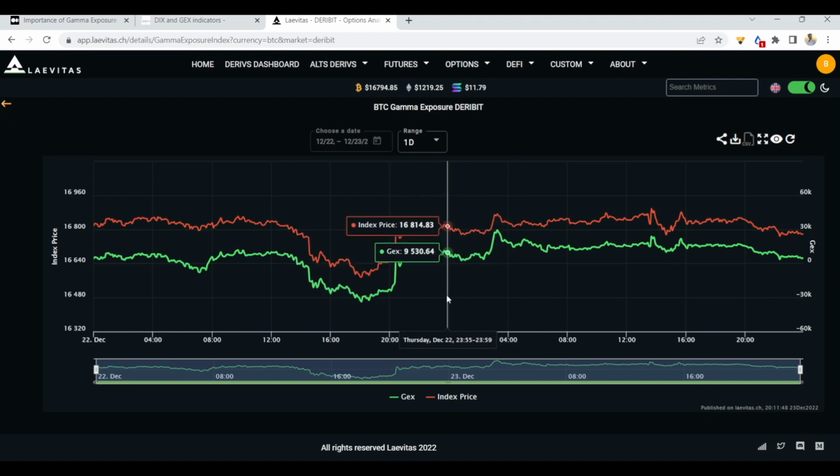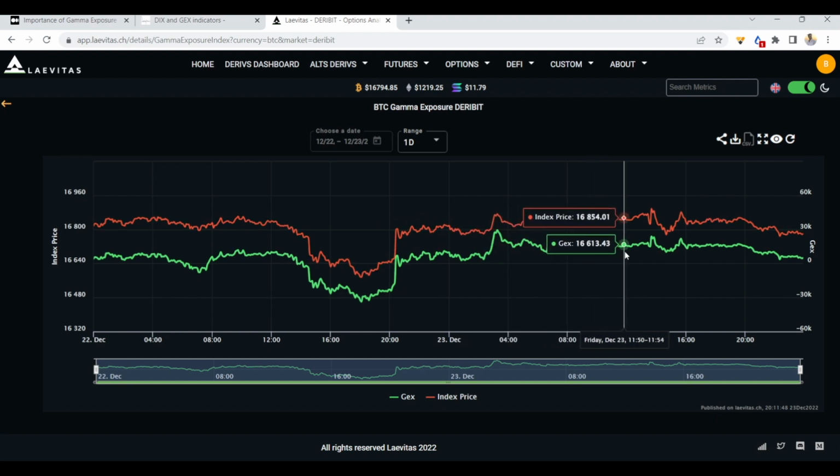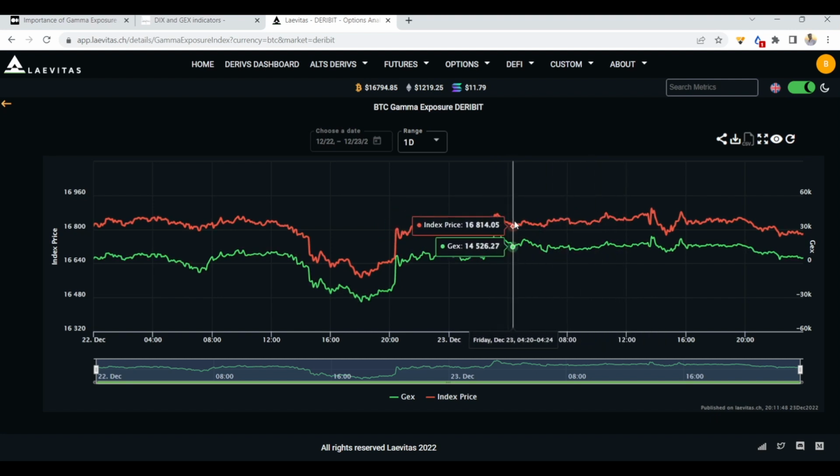Then something really interesting happened as well. Price began to increase, but gamma was very positive and was getting very positive very quickly. So what the option dealers had to do is to sell Bitcoin in order to get their gamma as close to zero as possible, net zero exposure.